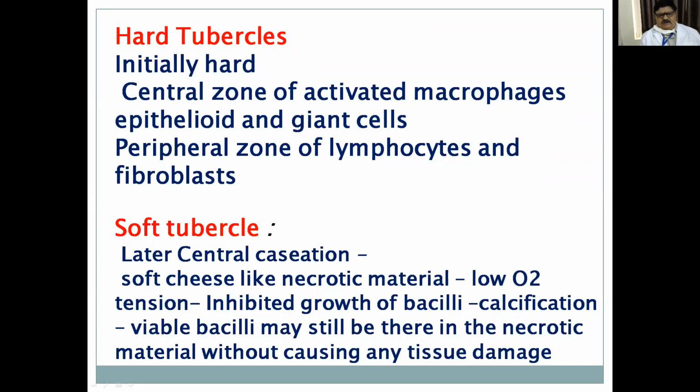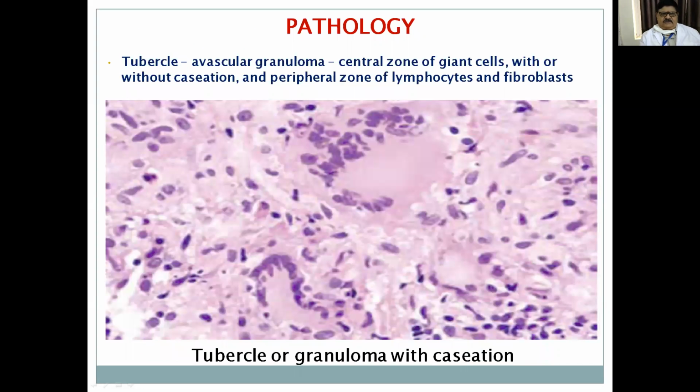Whereas in case of a soft tubercle, there is a central caseation, soft, cheesy, putty, necrotic material, low oxygen tension. And then there is inhibition of growth of bacilli and calcification. That is where you call it a soft tubercle. As you can see, the tubercle is granular with caseation in the center.